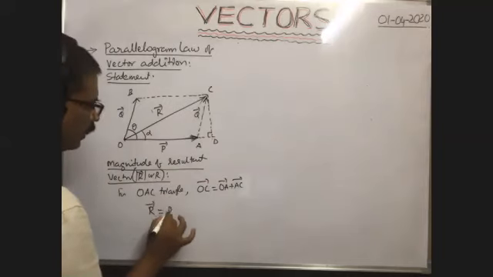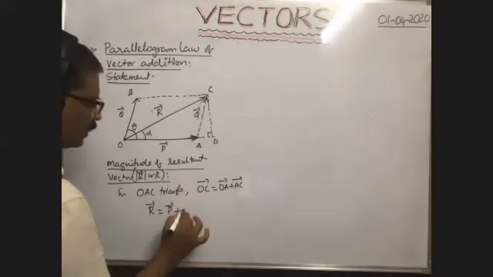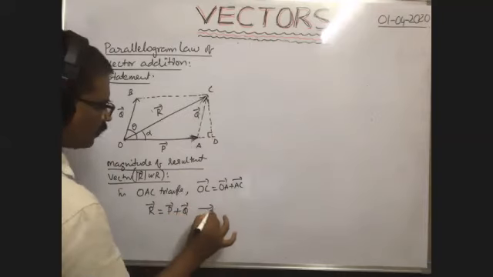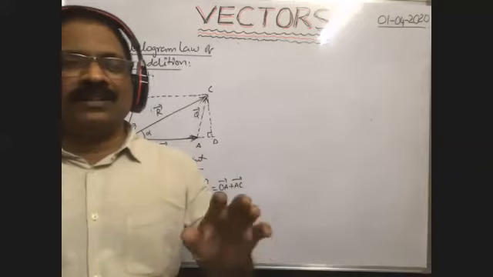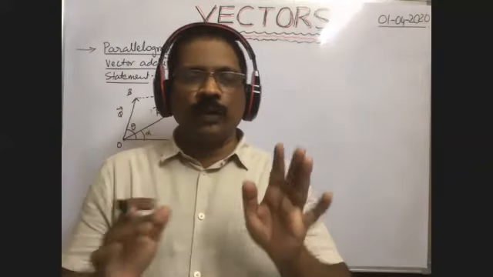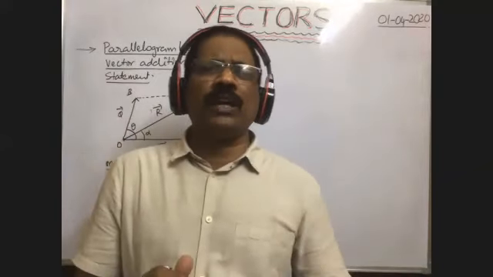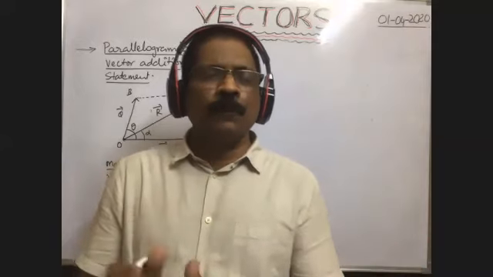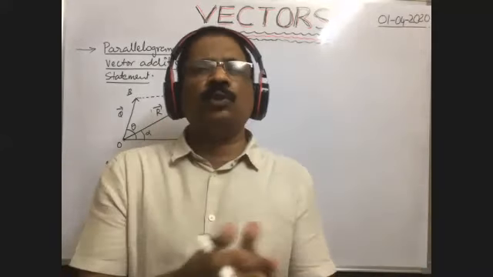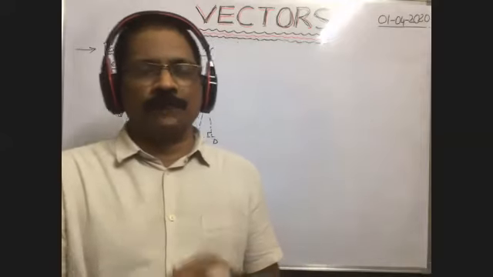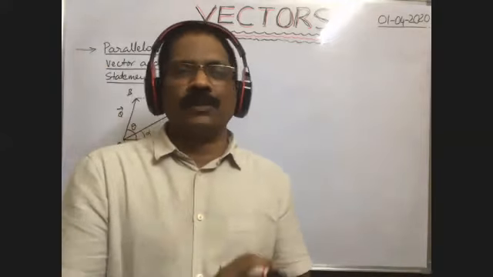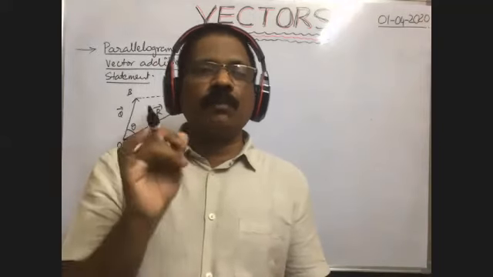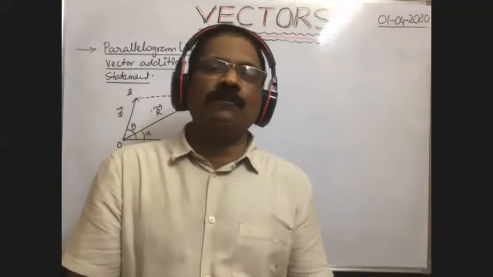OA bar means P bar, plus AC bar means Q bar. This is equation 1. It's very, very important. If they ask to find the resultant of two vectors, and the two vectors are given in vector form, it means simply the vector sum of the two vectors. Vector sum means P bar plus Q bar, not P plus Q. P plus Q is the sum of the magnitudes. But we have to write the vector sum of the two vectors, which gives the resultant of those two vectors.